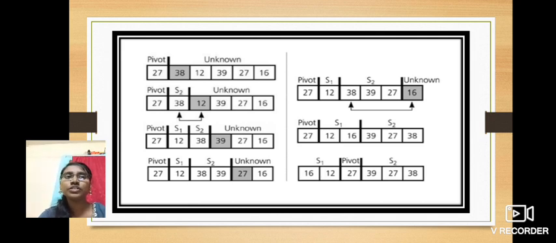This is the process of quick sort. Pivot, unknown numbers. Pivot, S1, S2, unknown numbers.